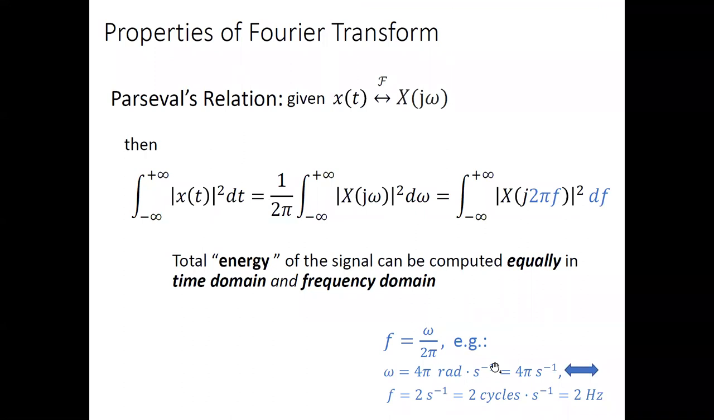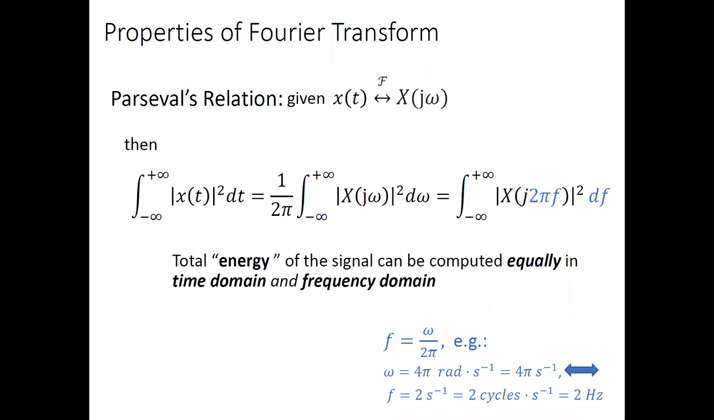The next property, which I will not use a concrete example to practice, but is something good for you to know, is called Parseval's relation. So we have a signal x of t over time, and then its Fourier transform is capital X of j omega. And if we calculate this integral, we take the magnitude of x of t. If x of t is real, then it's the absolute value of x of t. Take its magnitude, square it, and take the integral of the square from minus infinity to plus infinity.